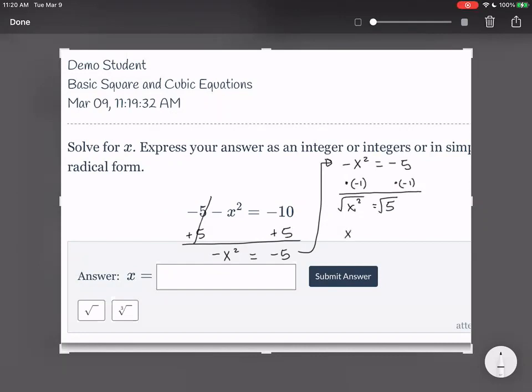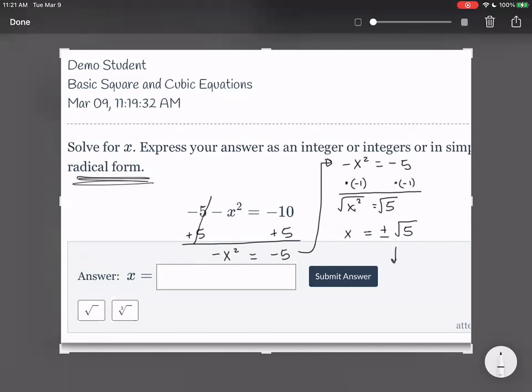We get x is equal to, and then remember that when you square root something, you have positive or negative square root of 5. Square root of 5 doesn't simplify to anything else, so we're going to leave it in radical form, inside the radical. We're not going to use a decimal, because they want it in radical form. So x is equal to positive or negative square root 5.